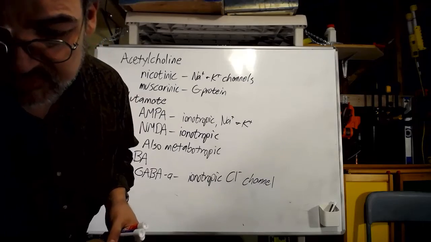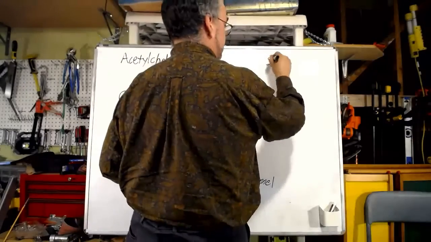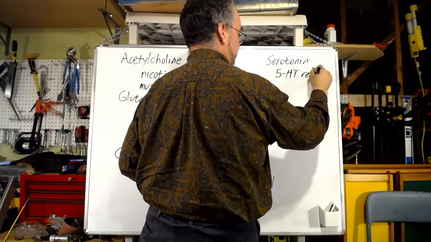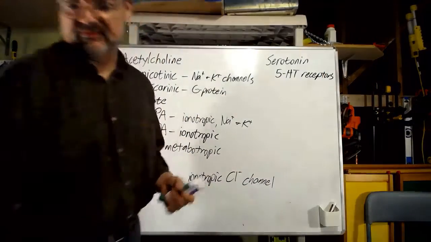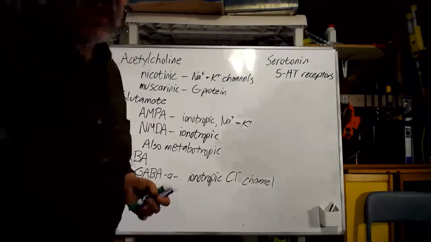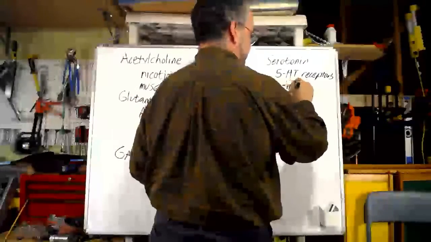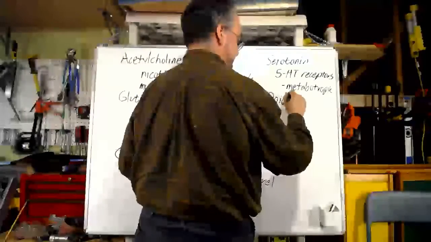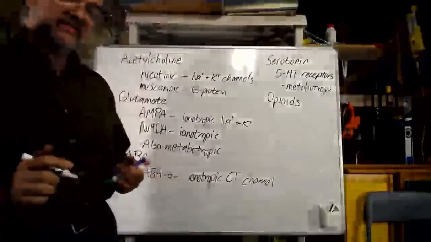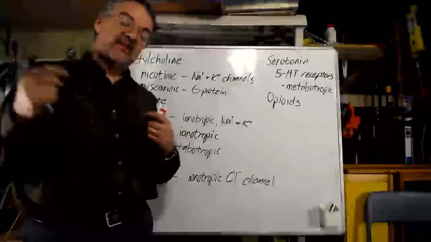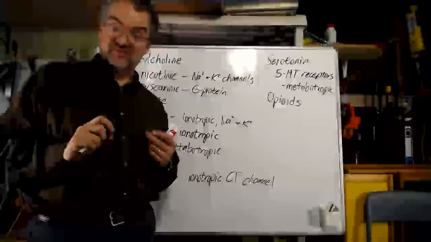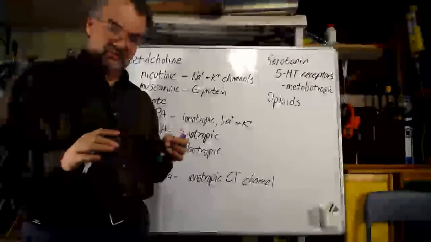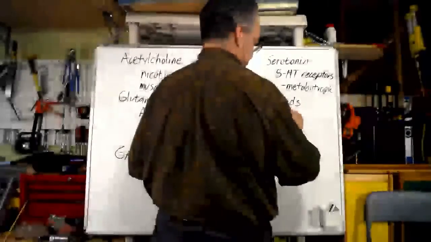And then we've got two more that I wanted to mention. Serotonin. The main kind of receptor for that are called 5-HT receptors. Most but not all 5-HT receptors are metabotropic. And finally, opioids. You have some what we call endogenous opioids, but a number of drugs of abuse also stimulate these. For example, heroin stimulates opioid receptors, and opioid receptors are all metabotropic.